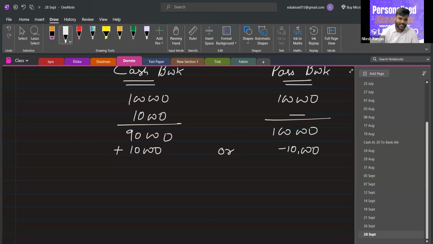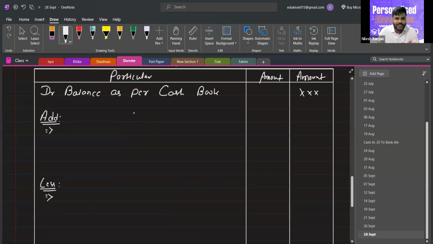Now, this is what you can say is the problem area. We have to adjust the item, either the cash book or passbook, only one. And we have to choose that side which is given as the balance. We have to choose the option, the balance, which is given in the question. What balance is given in the question? This balance will be given in the question.